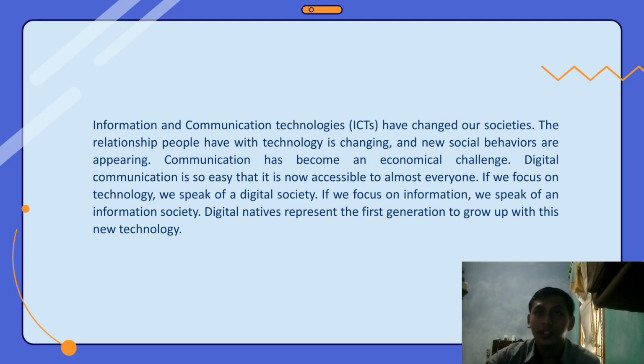Information and communication technology, ICTs, have changed our societies. The relationship people have with technology is changing, and new social behaviors are appearing. Communication has become an economical challenge. Digital communication is so easy that it is now accessible to almost everyone. If we focus on technology, we speak of a digital society. If we focus on information, we speak of an information society. Digital native represents the first generation to grow up with this new technology.